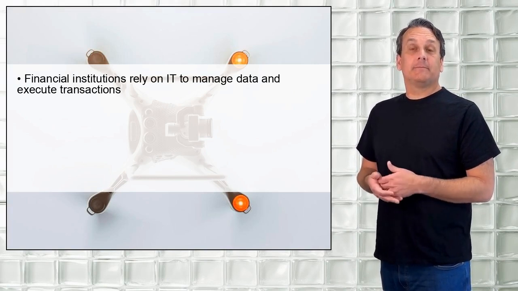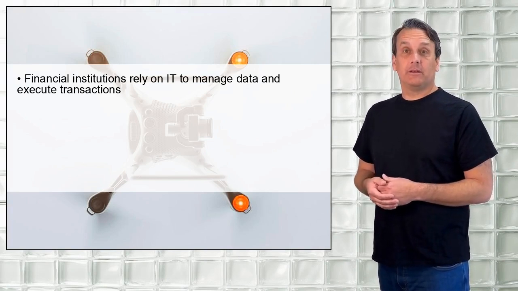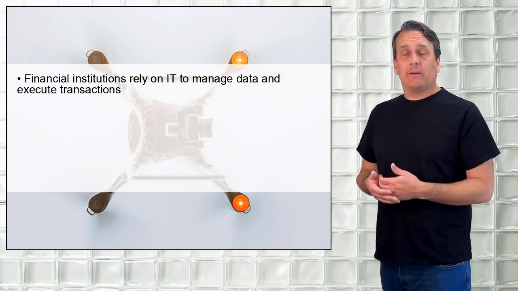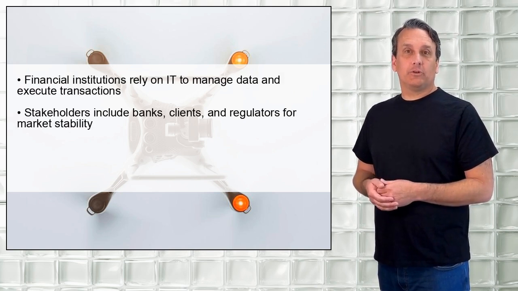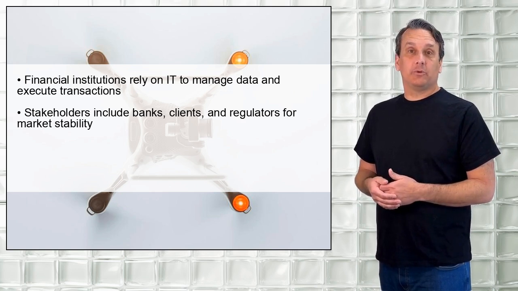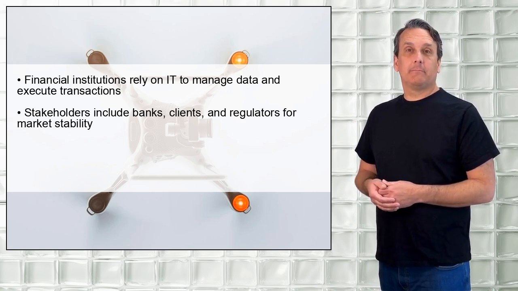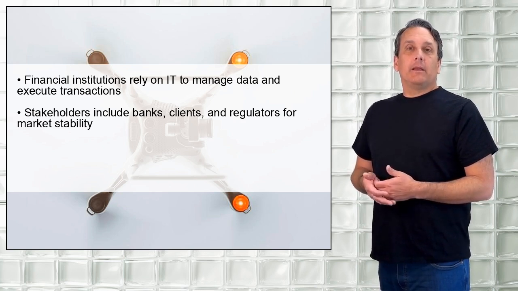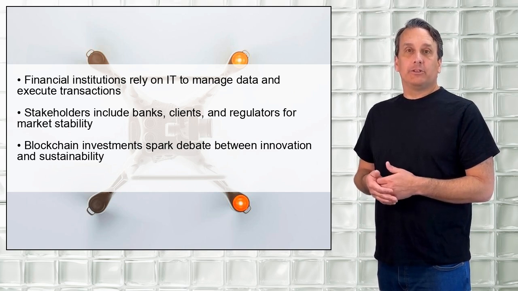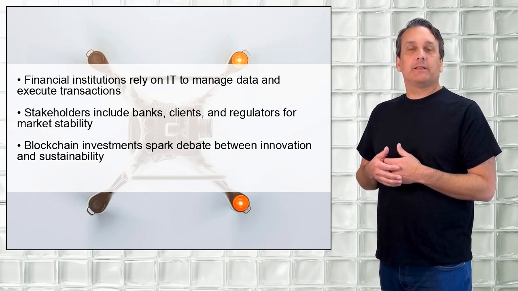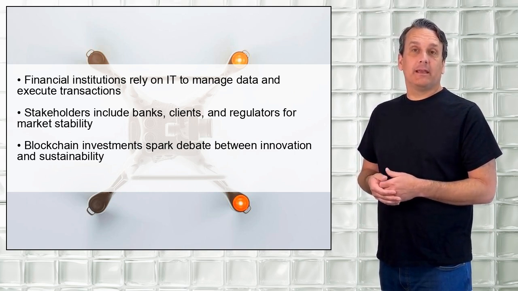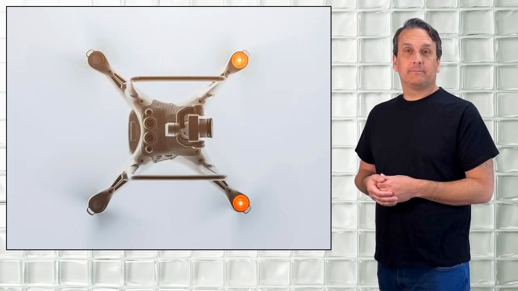The financial sector provides a compelling illustration of IT stakeholders at work, especially for those interested in business. Banks and other financial institutions rely on information technology to manage data, execute transactions, and offer digital services. Stakeholders here include not only the banks and their clients, but also regulators concerned with market stability and consumer protection. Recently, many in finance have begun investing in blockchain technologies. Some see it as a way to revolutionize their operations with faster, more transparent transactions. Meanwhile, others express concerns about these technologies' high energy use, highlighting a potential conflict between innovation and environmental sustainability.